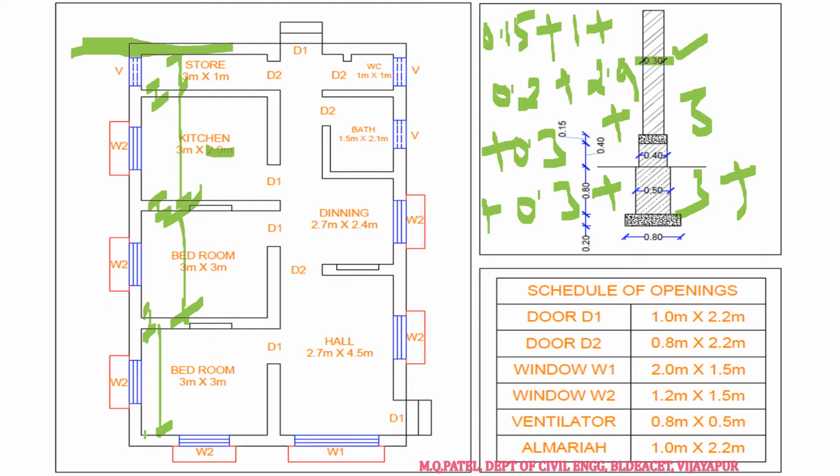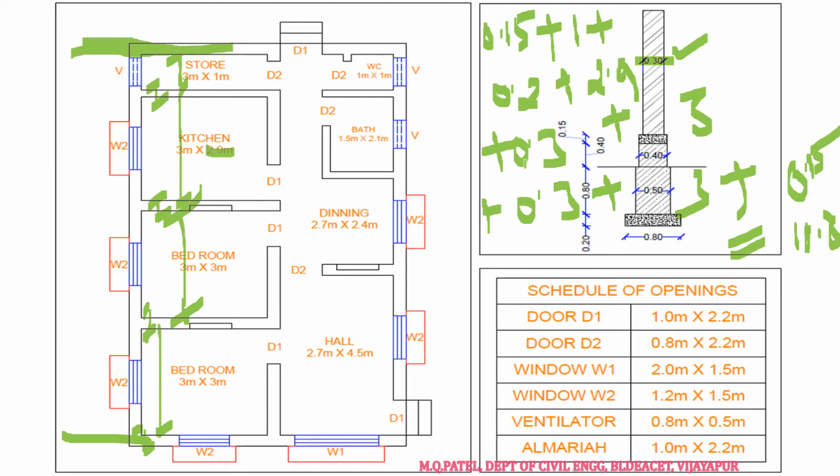Plus again here, center means I have to take half. This is a 300 mm wall, center means half, that is 0.15, right? So if you add up, how much will you get for all these things? 11.8. 10.8, sir. 10.8.